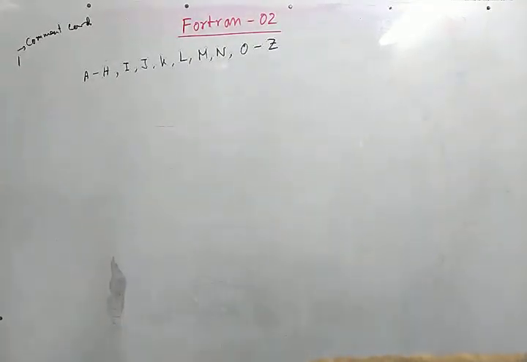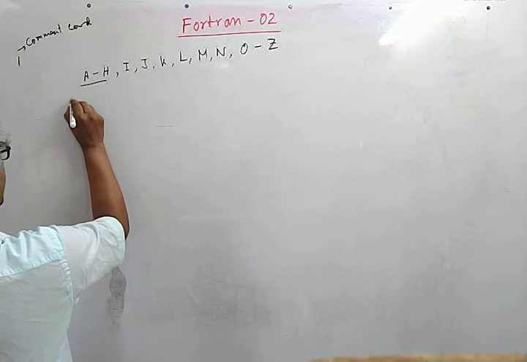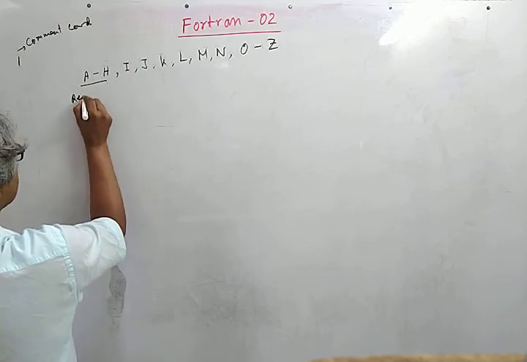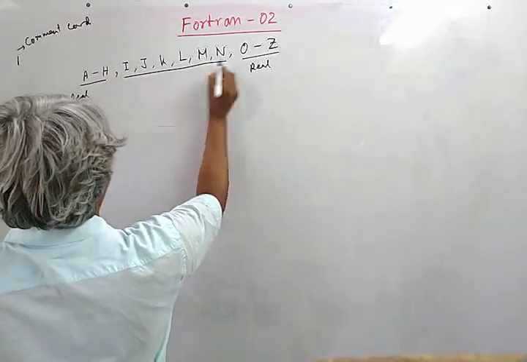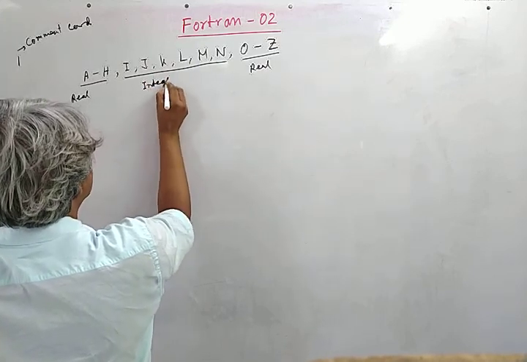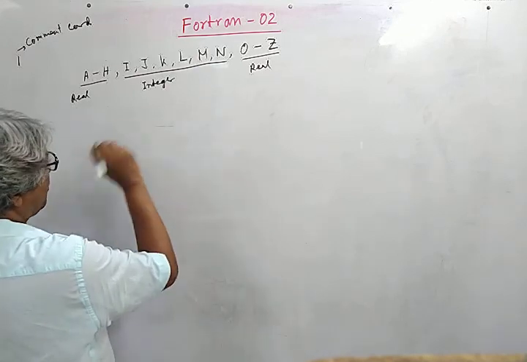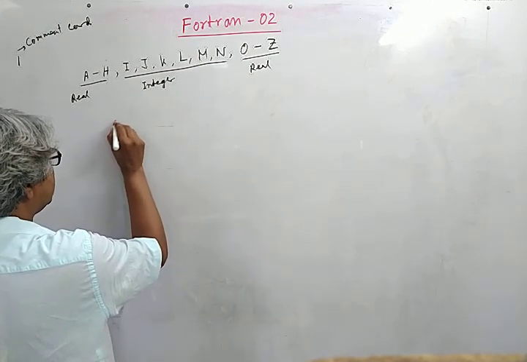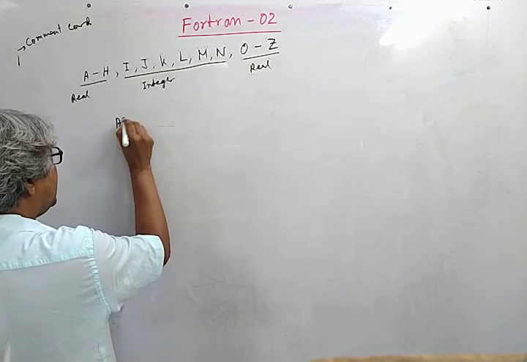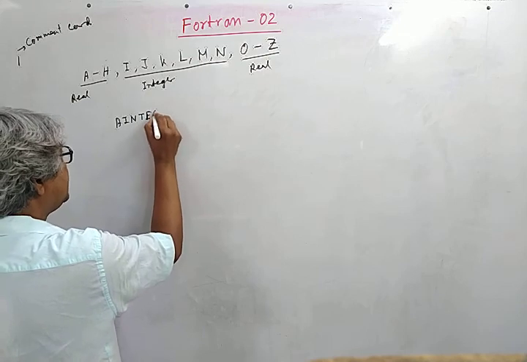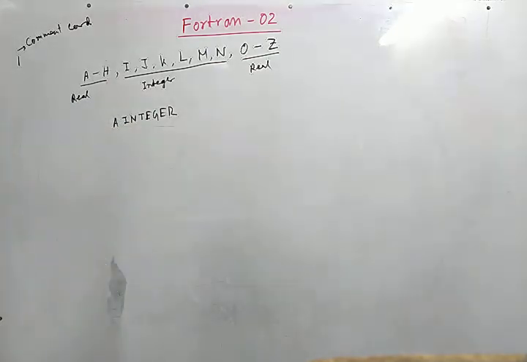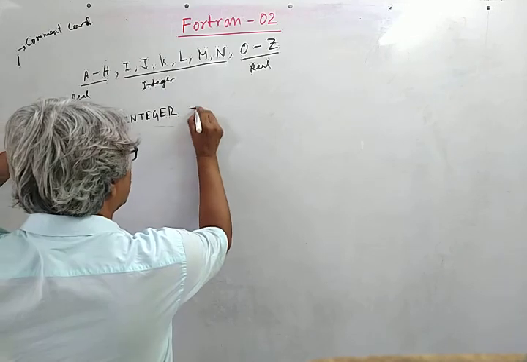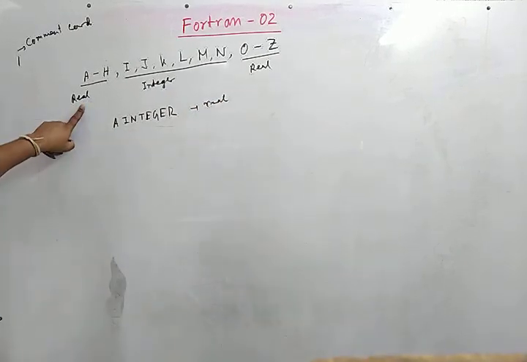If you do not specify anything from outside, then any variable name that starts with these letters are real variables, and these are also real variables, and anything that starts with these are integer variables. Say we consider a quantity called a variable, named as this, a integer. Say this is the variable name. The name starts with A, so in general it is a real variable.